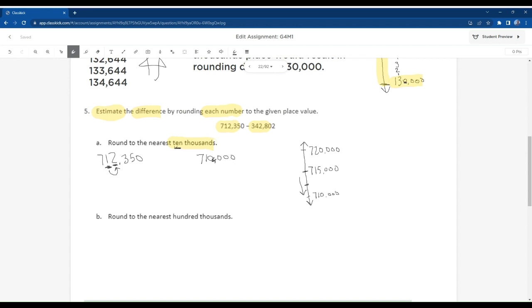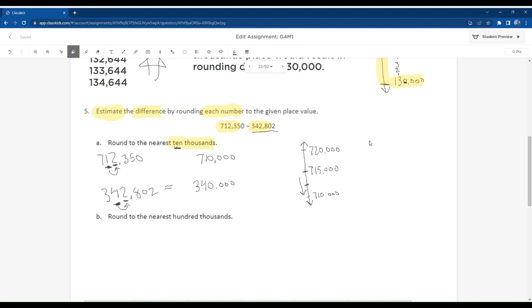So we have 710,000, and we also need to round this number here, 342,802. And again, I'm rounding to the nearest 10,000. This 4 is in the 10,000s place. Look over here, and I have a 2. So that would mean that I would round to 340,000.